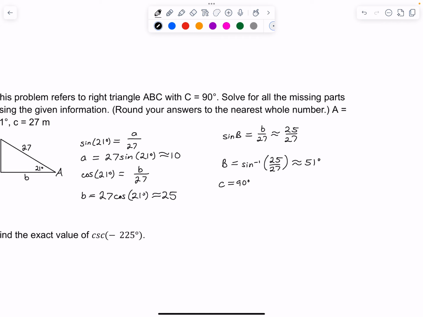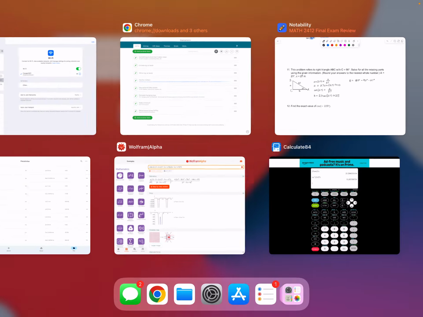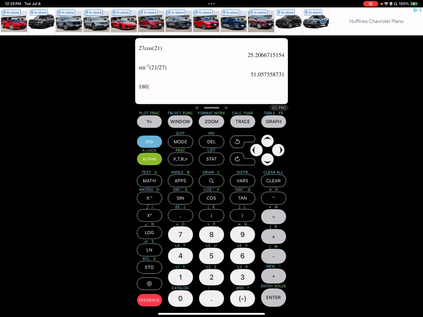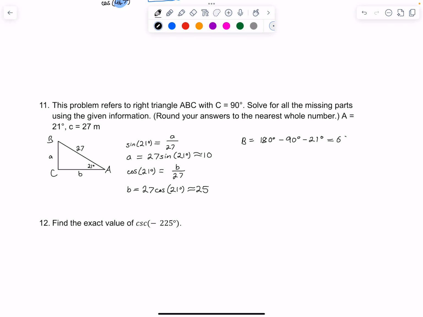You know what? That's fine, but I just realized here's a better way of doing it. To find angle B, I should just do 180 minus 90 minus 21, and that's going to be a lot more accurate. Mine had a rounding error. It's 180 minus 90 minus 21, 69 degrees. I was way off. I think it might have all been a rounding error, but this is much better. That's it. Those are all the missing sides.